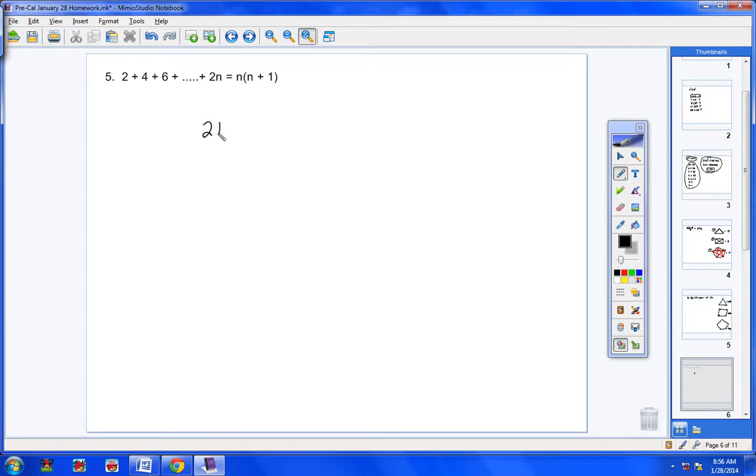So 2k equals k plus 1. There we go. That represents my first term. Now let's go ahead and put k plus 1 for the second term. So here's an n right here.